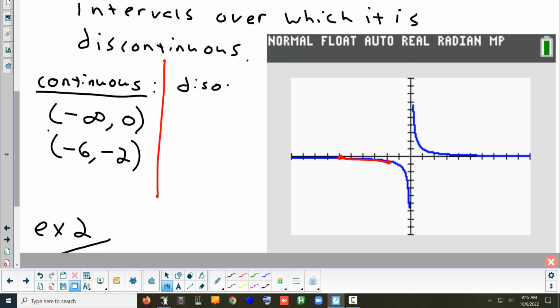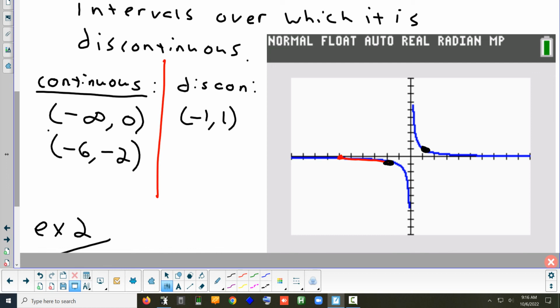Now, let's do discontinuous. Could somebody give me a value that I could start at and stop at? But if I tried to do that, I have to lift my pencil to do it. Yeah? -1 to 1. I cannot trace from this point to that point without lifting my pencil. I have to stay on the graph.